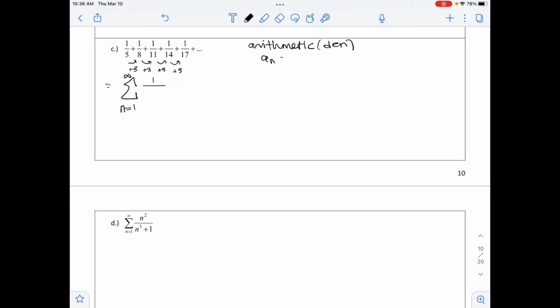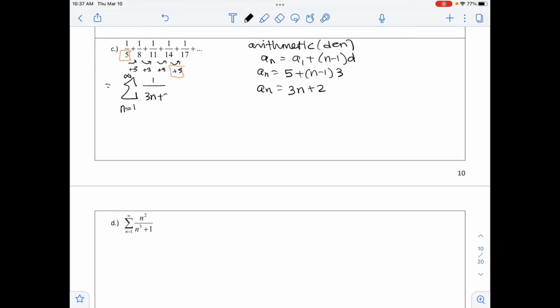And so our formula dealing with arithmetic sequences was a sub n equals a1 plus n minus 1 times d. And so a1 in this case, because I'm just looking at the denominator, is just the 5. And our common difference, our d, would be that 3. So a sub n is equal to 5 plus n minus 1 times 3. Distributing the 3 and combining like terms, you end up with 3n, and then 5 minus 3 would be plus 2. And so this would be the formula that would go into the denominator here.